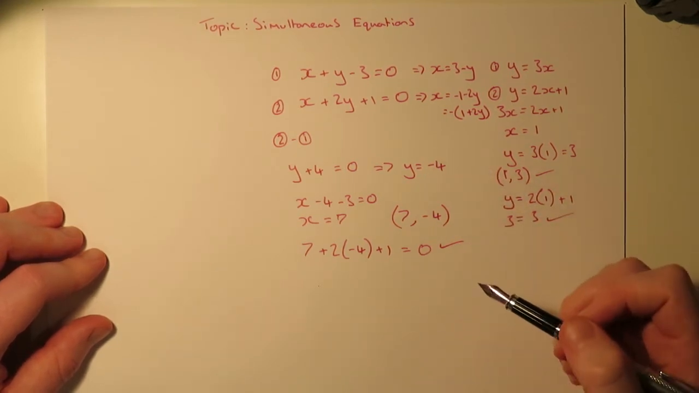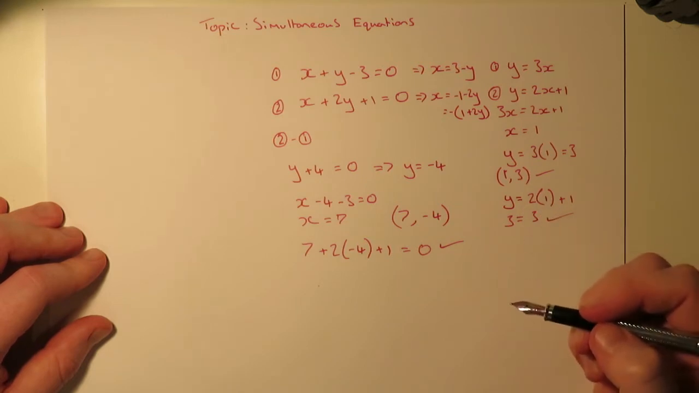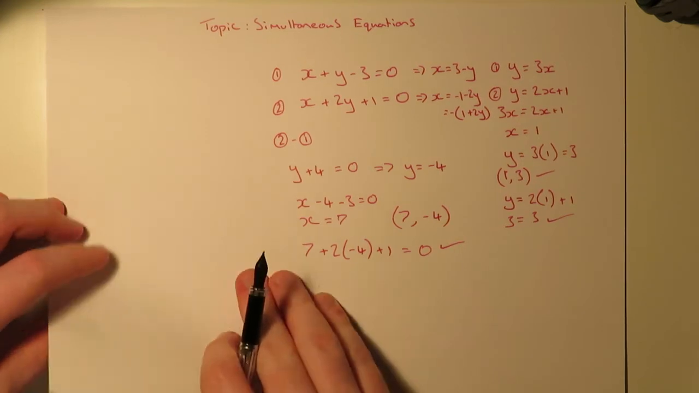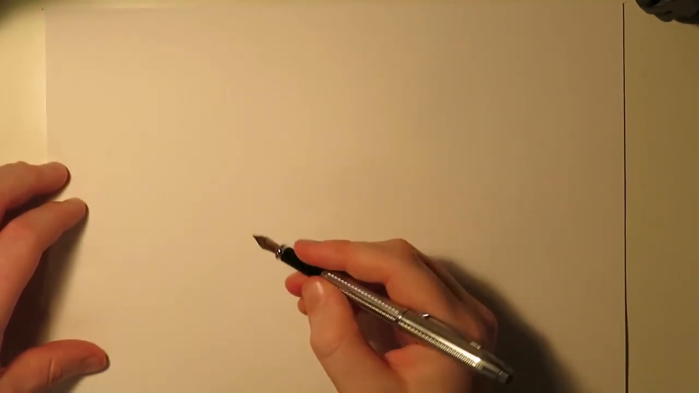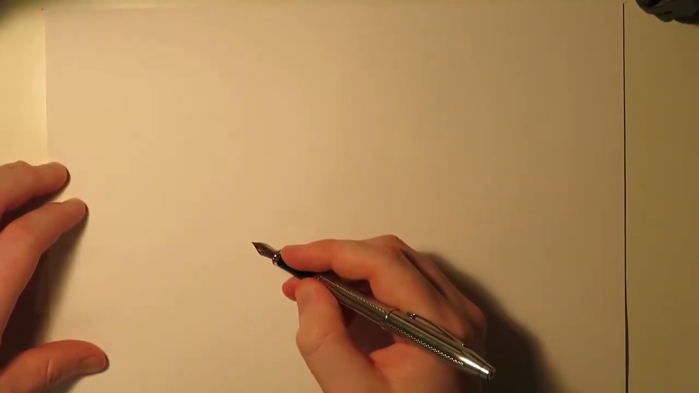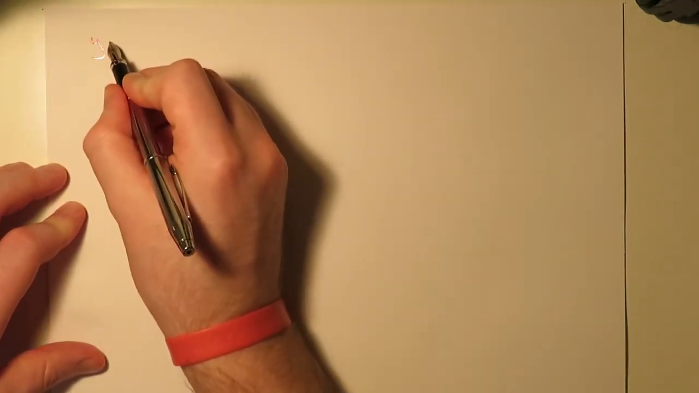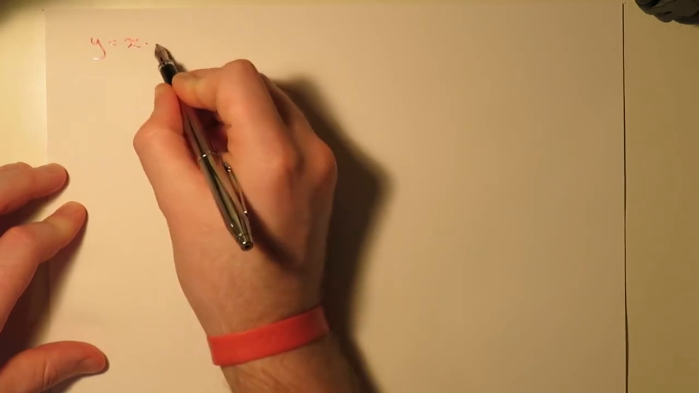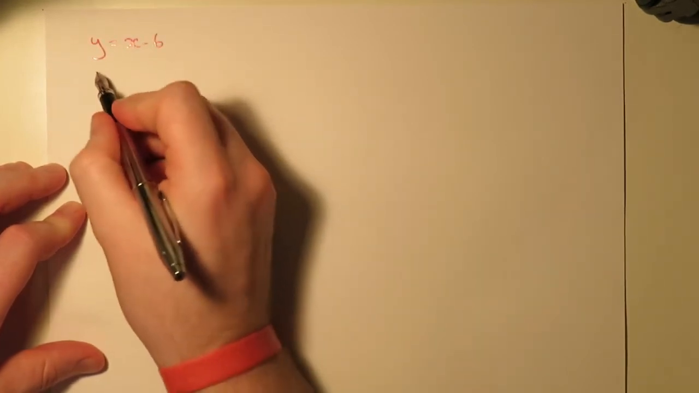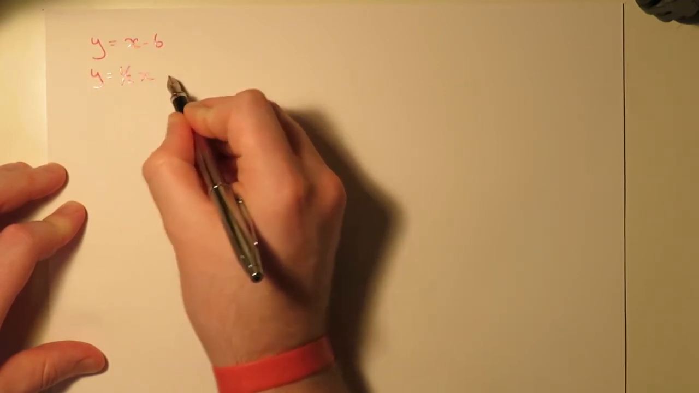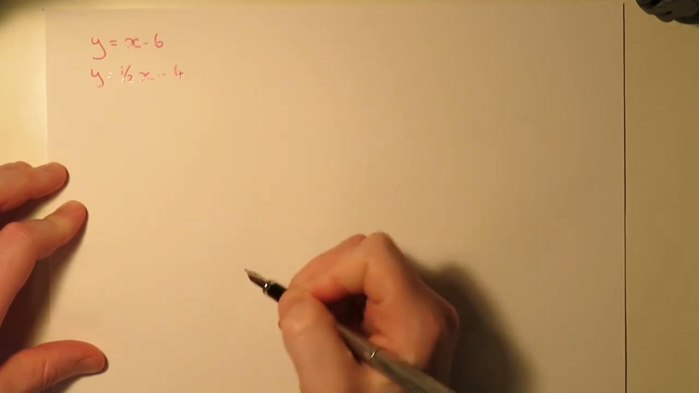So that's another way there that you could work that out. So let's take a look at another example. Let's try y equals x minus 6 and y is equal to a half x minus 4.